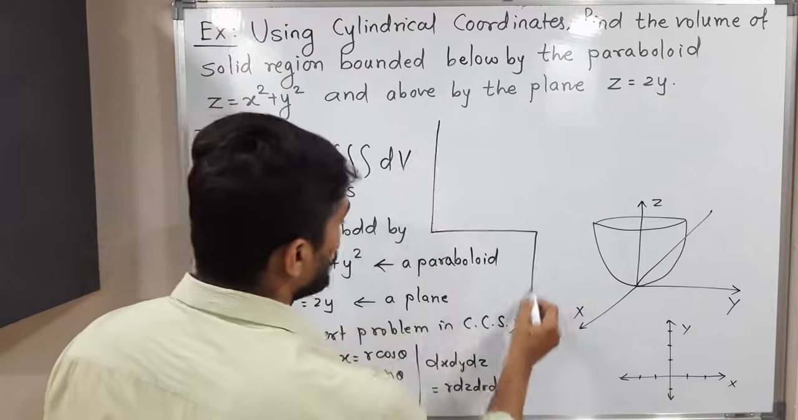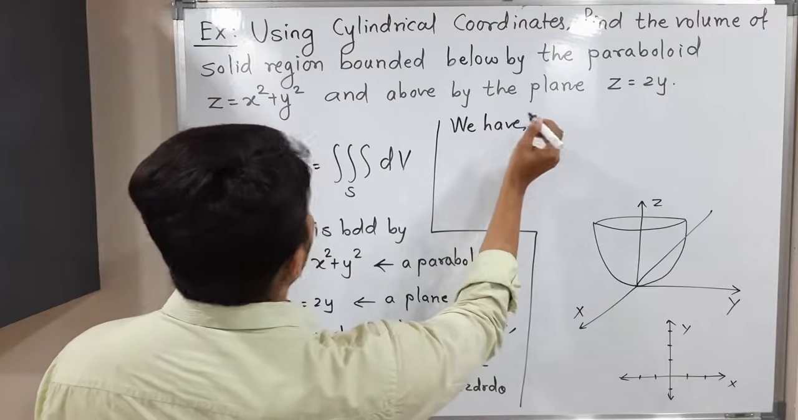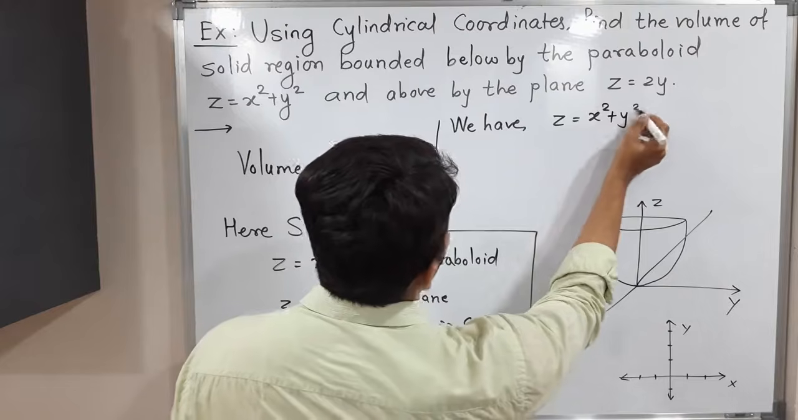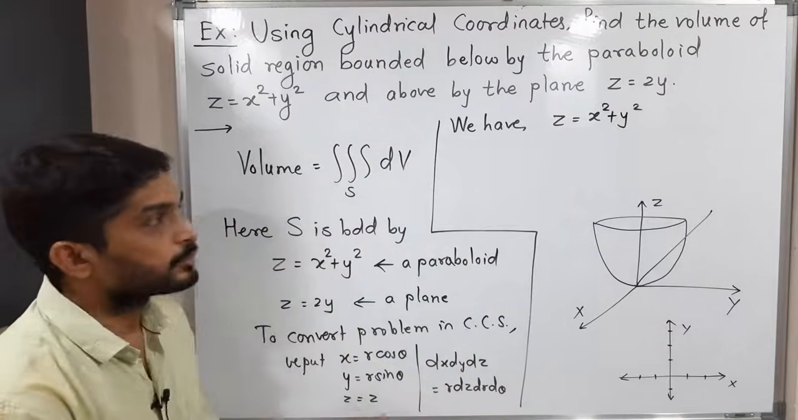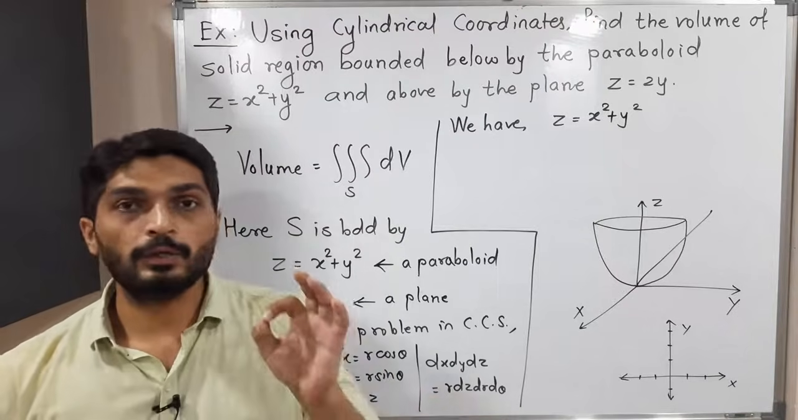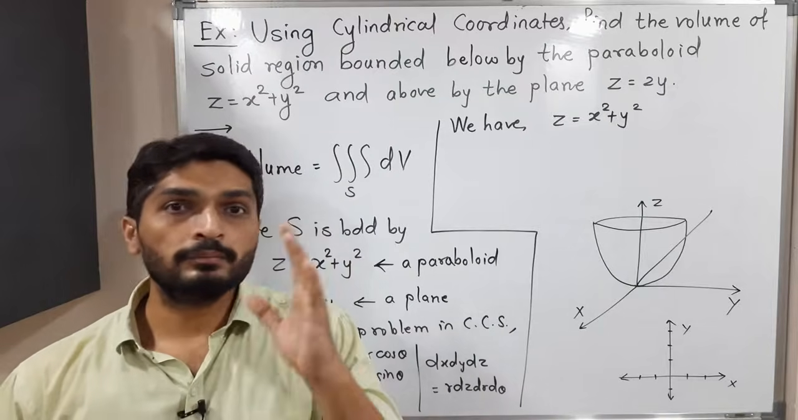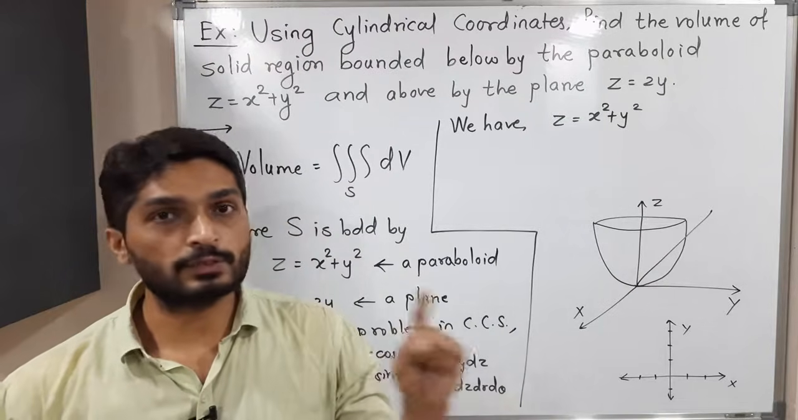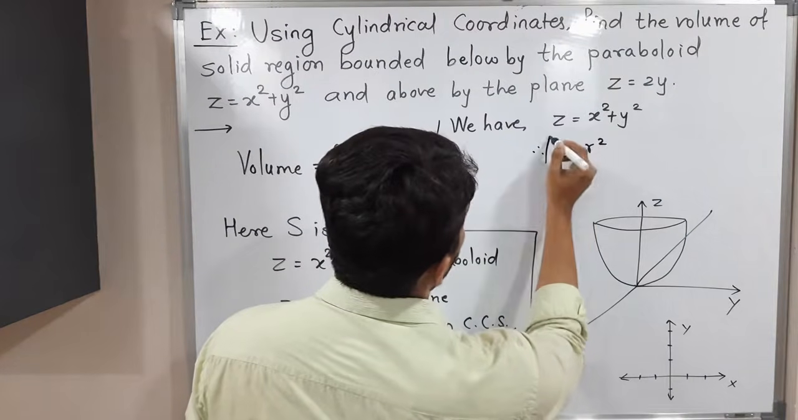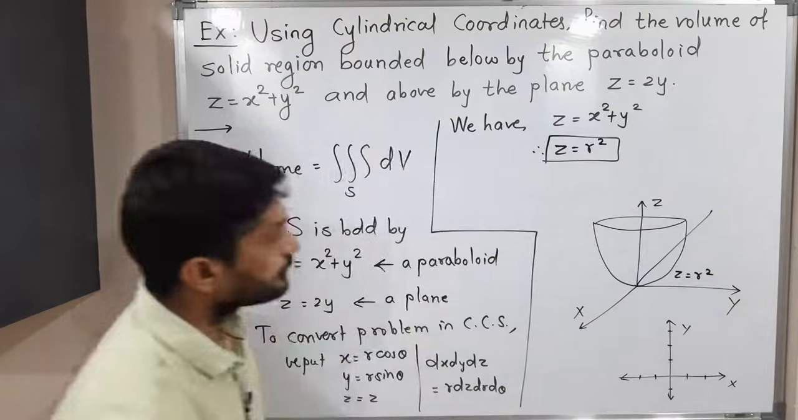What is the first equation we have? We have the equation of the paraboloid: z is equal to x square plus y square. We have z is equal to z. So in place of x, we put x is equal to r cos theta and y is equal to r sin theta. If I do that, r square will become common. Cos square plus sin square is 1. So the equation will be z is equal to r square. So the equation of that paraboloid is z is equal to r square, right?